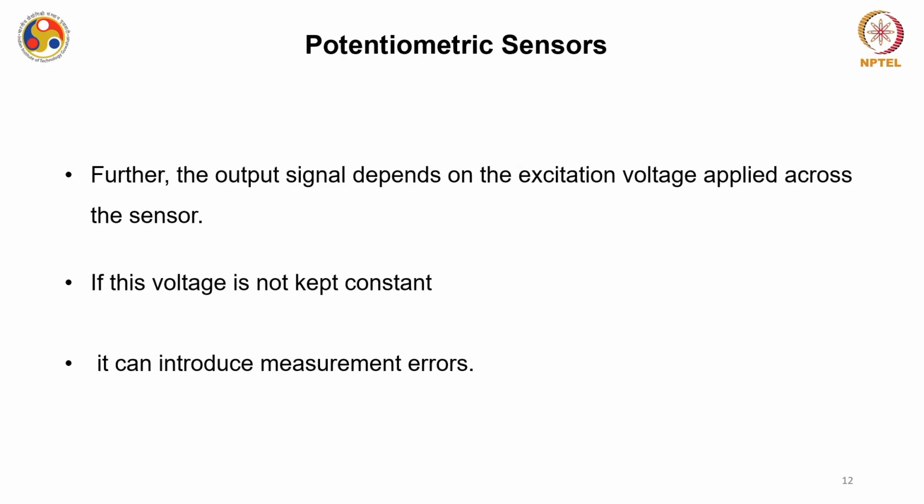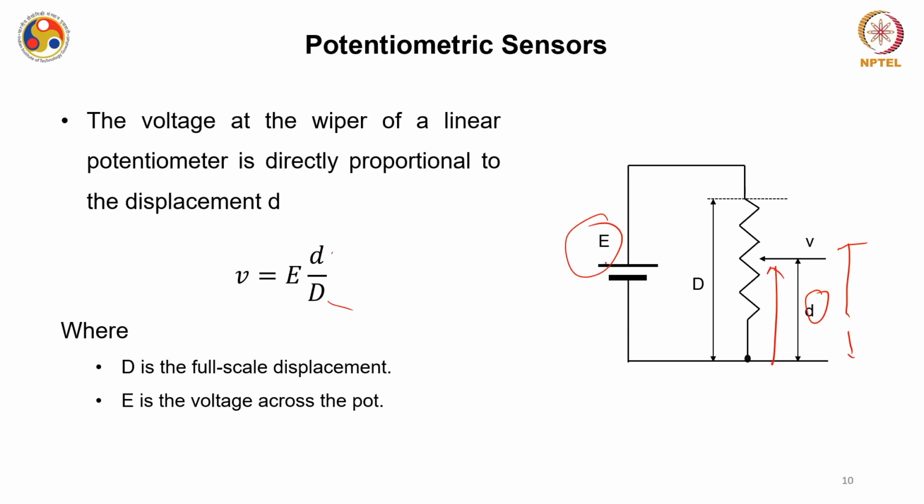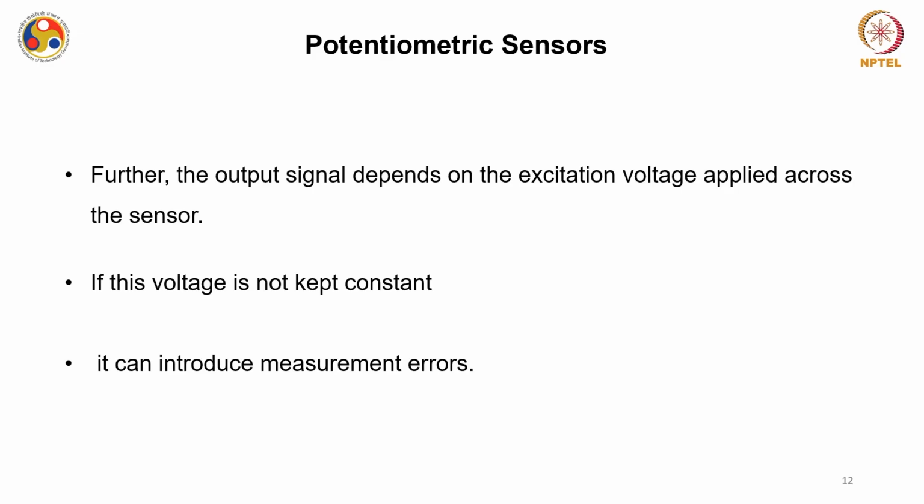Okay. Further, the output signal depends on the excitation voltage applied across the sensor. So this voltage E is also present in this equation. So for this equation to hold, okay, the linearity equation to hold, we have to assume that this E is not changing, or this voltage is kept constant. Okay. In any means, if this E is disrupted or if it is not constant, it will introduce measurement errors into the device or into the potentiometric system.